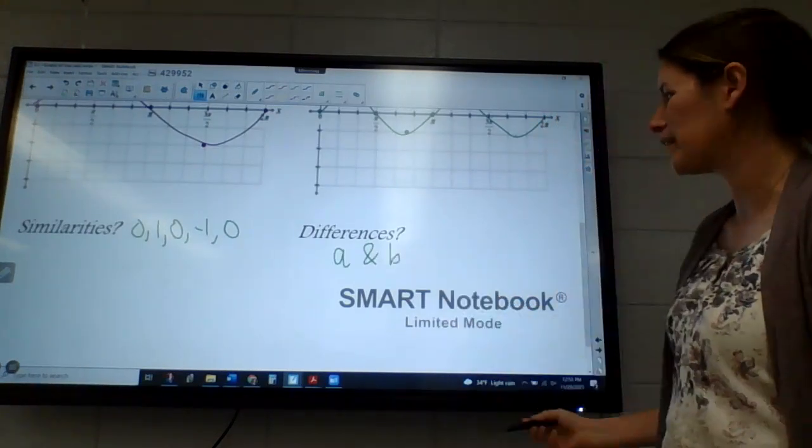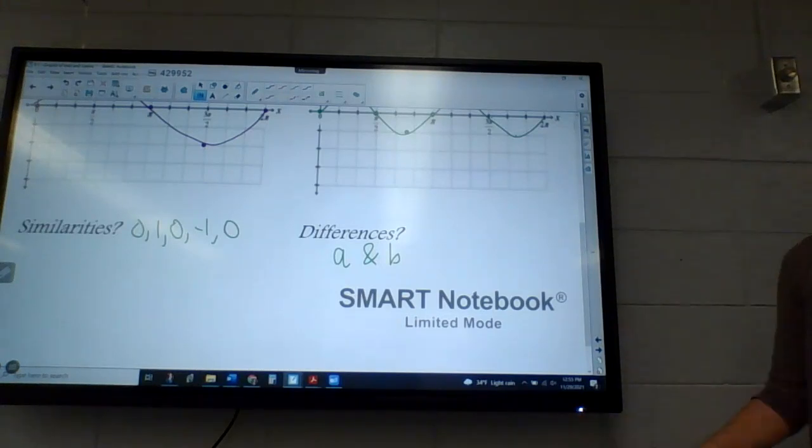So kind of just in short, the A and B were different, but it still started in the same place, ended in the same place. It just had the same maximum and minimum.